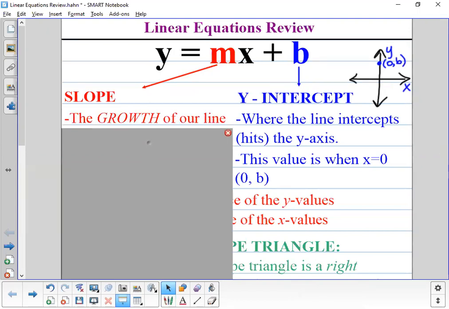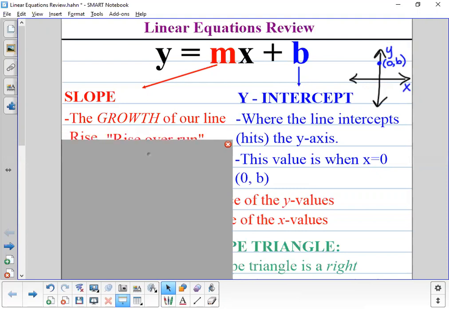Slope is the growth of our line. It is how steep the line is. How quickly does it grow? And the thing about slope with a straight line is that the slope will be the same no matter where on the line you are looking. So slope is the constant growth across the line.